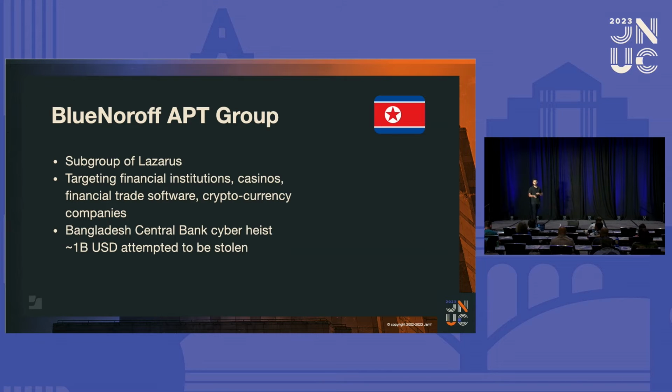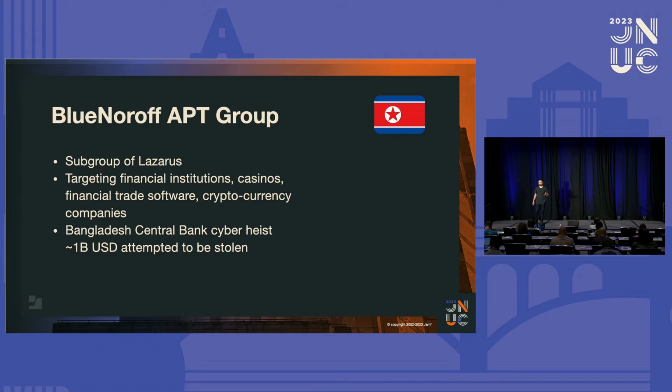So now let's talk about BlueNoroff. BlueNoroff, also known as APT38, is considered to be a subgroup of Lazarus. You could consider them a subgroup or a specialized unit within the broader Lazarus umbrella. The primary focus of BlueNoroff is financial gain, and they specialize in attacking financial institutions, including banks, with the aim of stealing money to fund the North Korean regime.